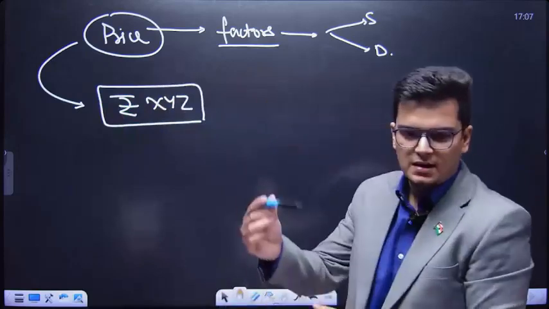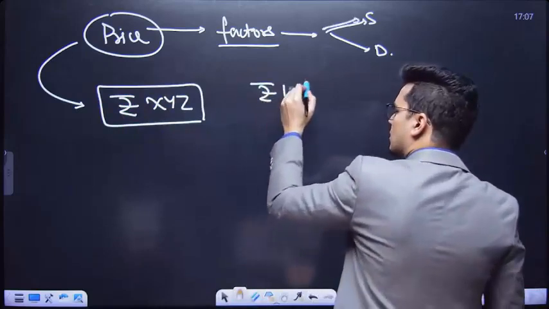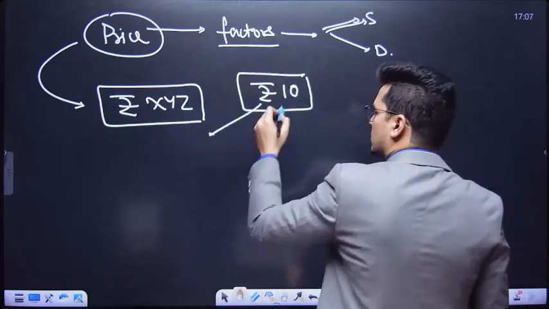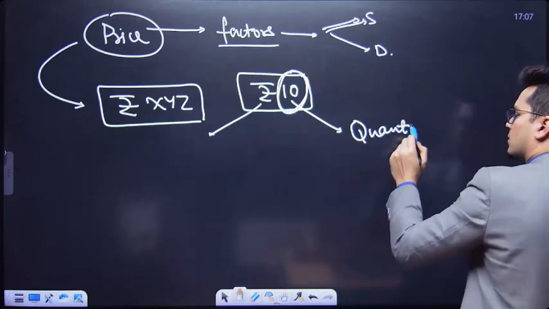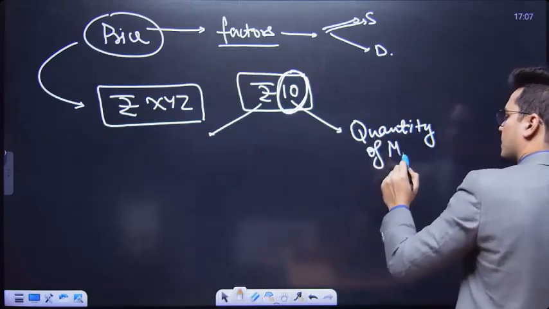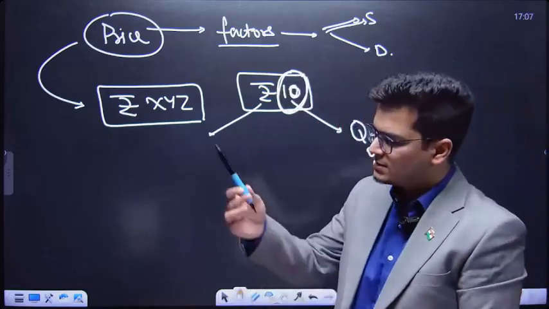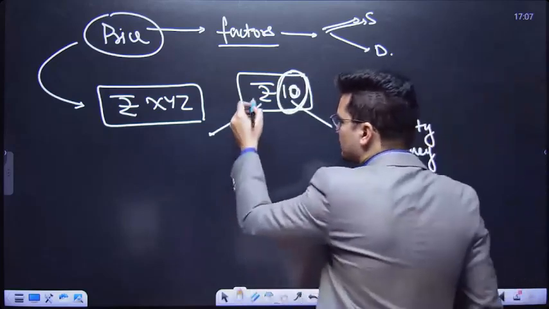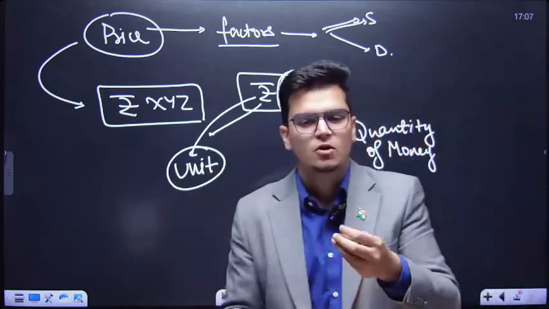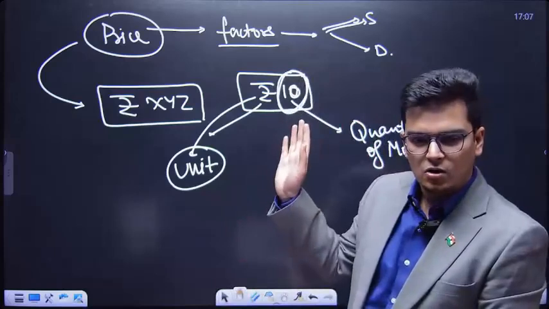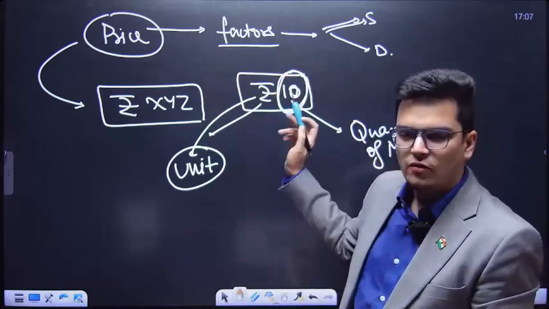So I can say this pen is worth rupees 10. If I write this pen is worth rupees 10, there are two things here. This is the quantity of money. How much money does this pen cost? And this is the measuring unit. This is the unit through which I am measuring the amount of money spent. So I am spending 10 rupees to buy this pen. This is the price of this pen.